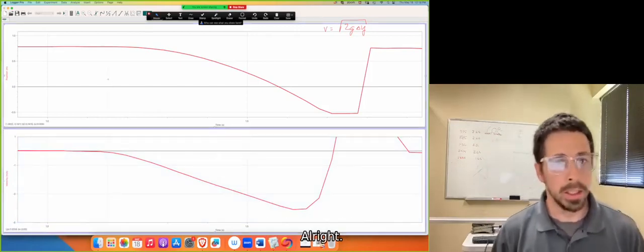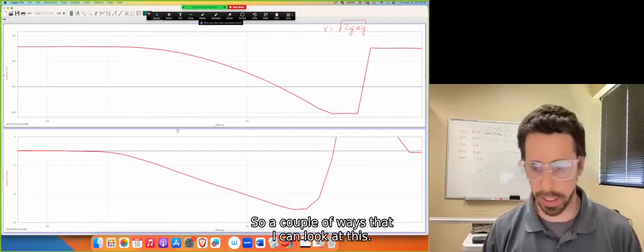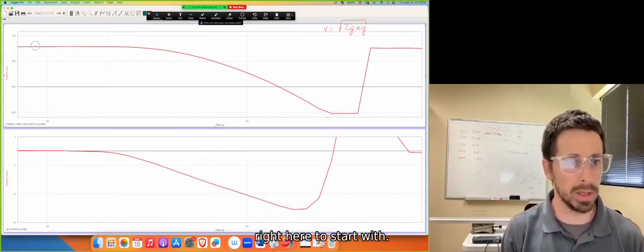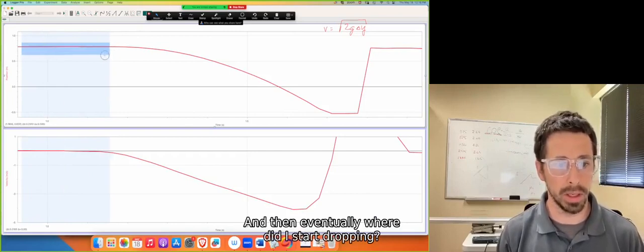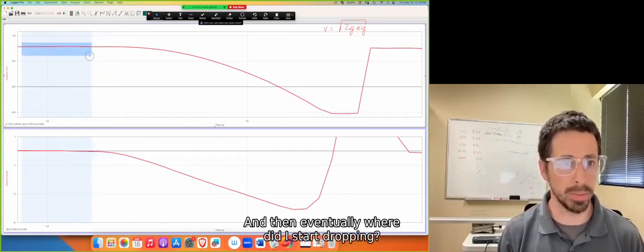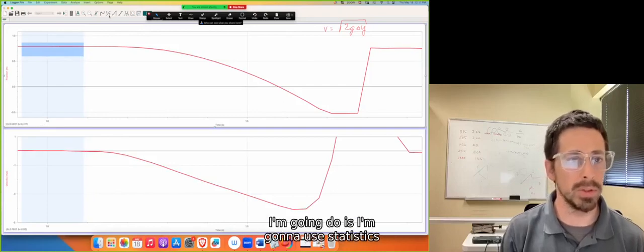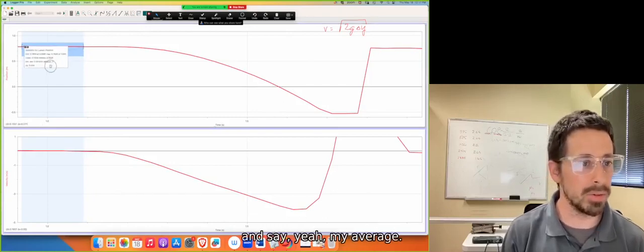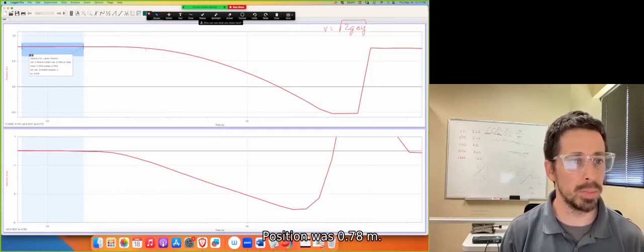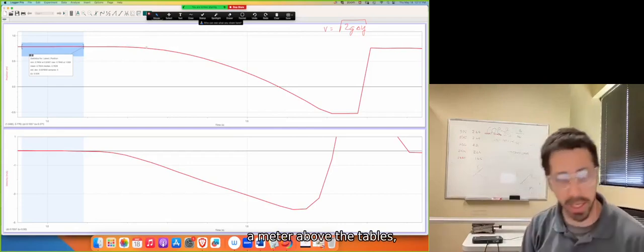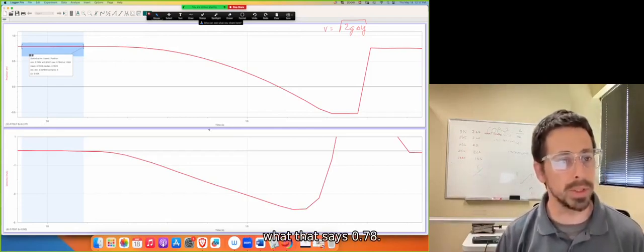All right, so a couple ways that I can look at this. It looks like I had a fairly stable height right here to start with. And then eventually, where did I start dropping? Maybe somewhere about there. What I'm going to do is use statistics and say my average position was 0.78 meters. So about a meter above the table is what that says, 0.78.